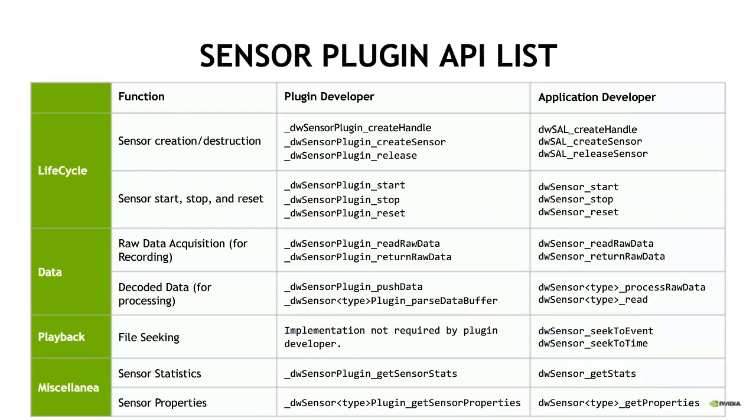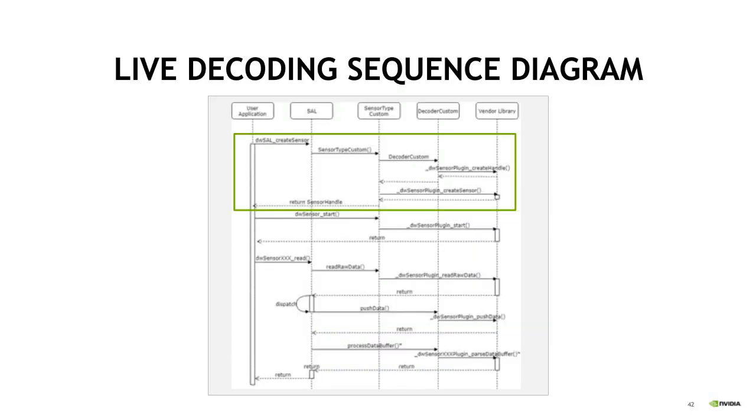In the next few slides, I'll walk through the sequence of function calls so that everyone understands the flow in which these functions are called. The horizontal axis marks which layer the processing is occurring at. The live decoding sequence starts by the user application calling the DW_SAL create sensor, which accesses the sensor abstraction layer.